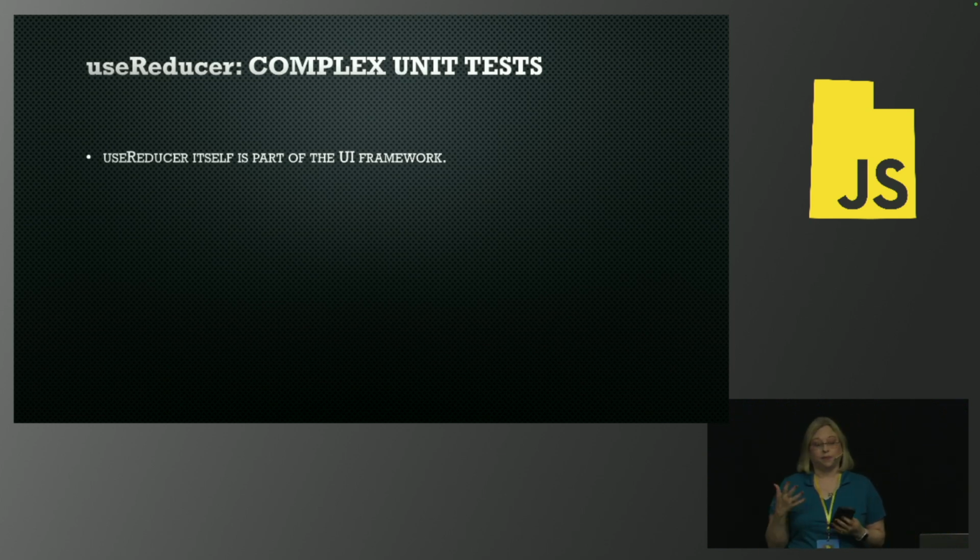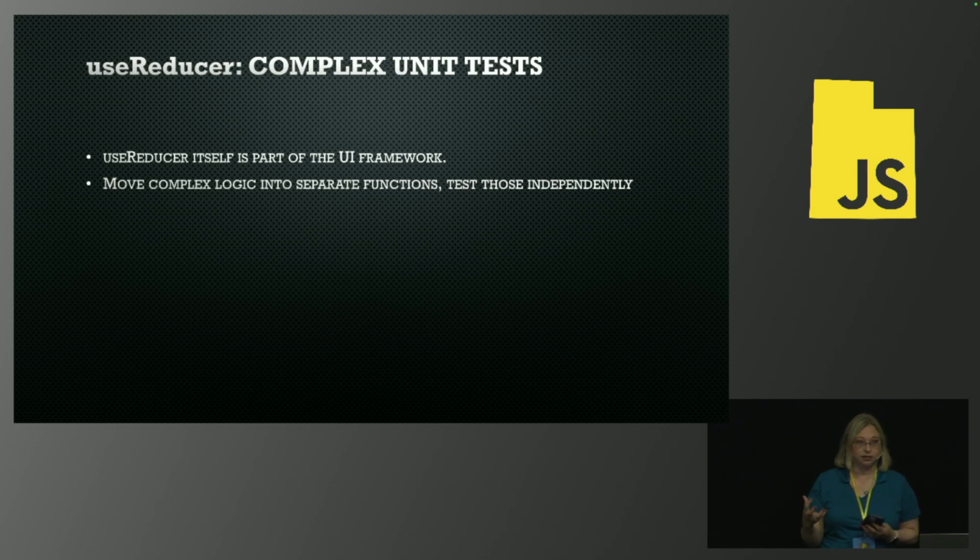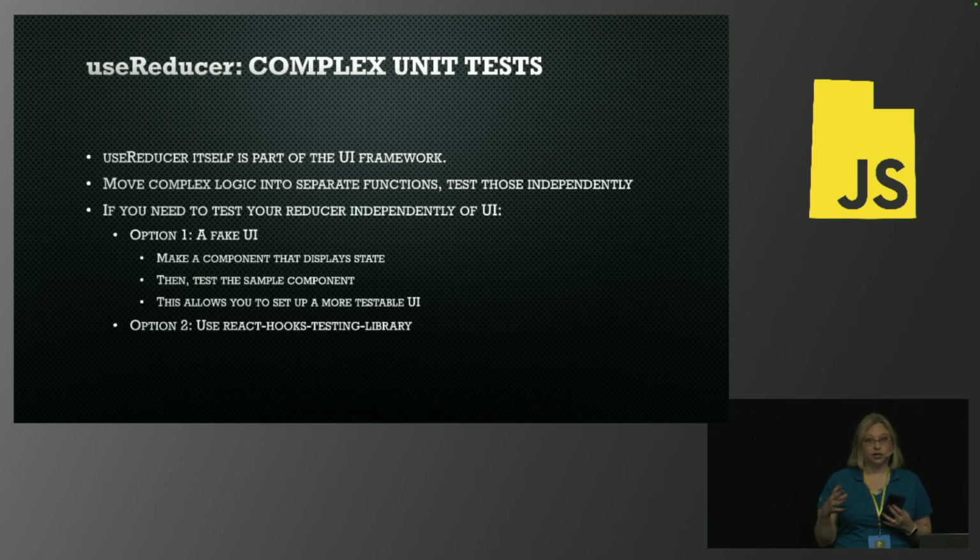When it gets to be a little more complex, here are a couple thoughts about useReducer and testing it when it's complex. useReducer itself is part of a UI framework. It really is. It's React, right? Because it's a custom hook. So in my mind, it's UI. Any complex logic that might be in your switch statement should be moved into other functions and treated as functions that are tested independently. That way, your reducer is a little bit more simple and it's easier to test each situation.